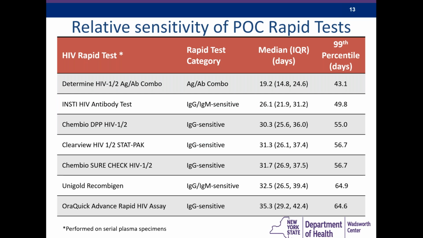Also in this study, the CDC looked at the available CLIA-waived point-of-care rapid test. And you can see from the list here, starting at the top, the median estimated window periods for each of these rapid tests. But one thing I want to point out is when this study was done, all of the testing was performed on plasma samples. And so there can be differences based on the specimen type, and it's something we'll come back to in just a minute.